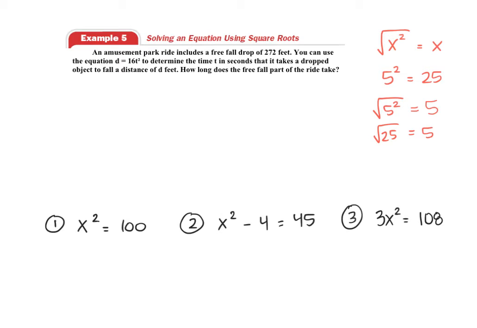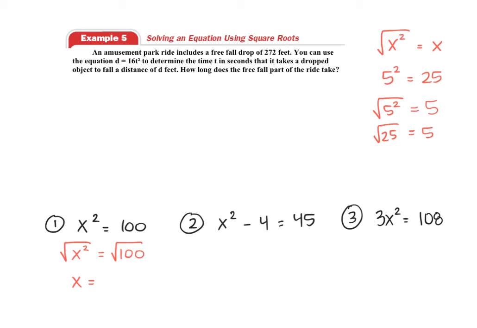Now this one you might be able to do in your head, but I still want you to show how to do it because the equations will get more complicated. And the way that we undo that x squared is to take the square root, because the square root of x squared is x. And we know with equations that whatever we do to one side, we have to do to the other side to keep it balanced.